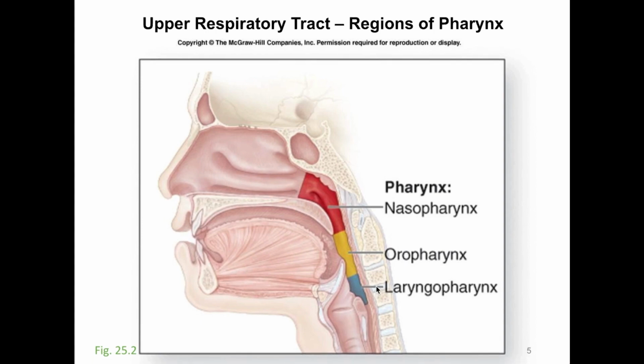So the hyoid bone is this little bone right here, and it is the actual division between the oropharynx and the laryngopharynx. So you can say that anything above the hyoid bone but below the uvula is the oropharynx, and everything below the hyoid bone is the laryngopharynx.